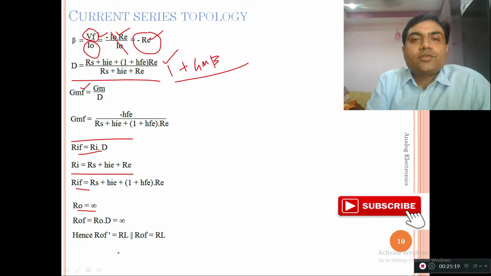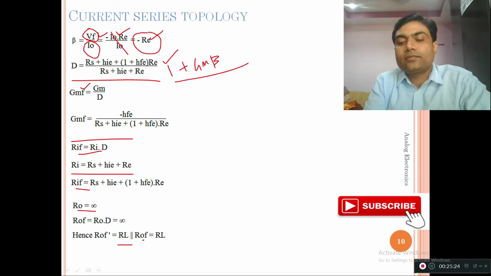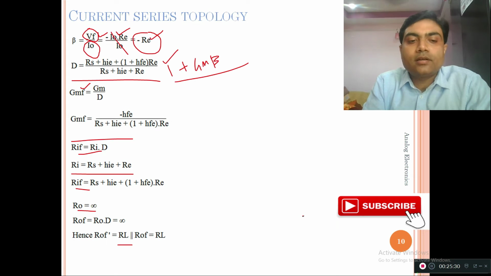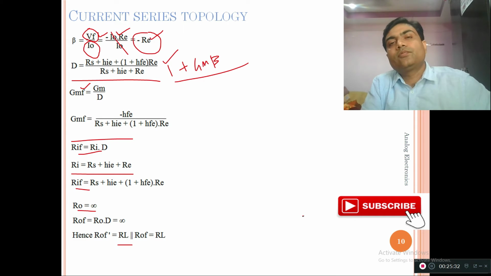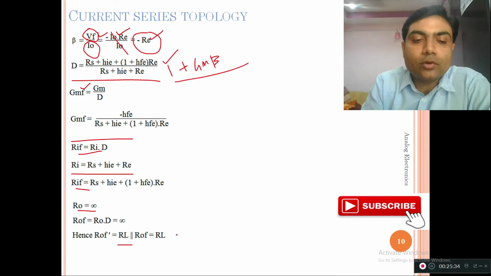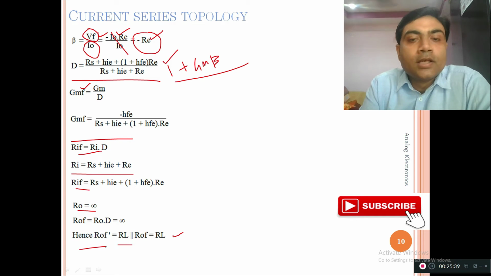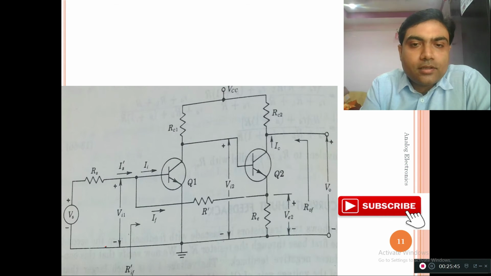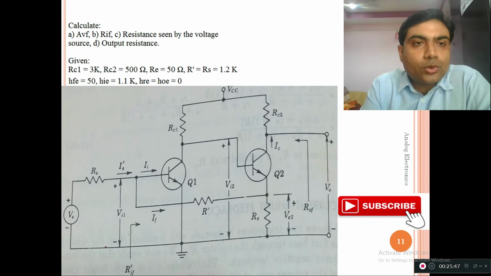So ROF dash we can calculate. ROF dash is nothing but RL in parallel with RF. This is RL, this is RL, and this is RF. If we make RL and ROF parallel, we will get the value of RL, and that is nothing but the ROF dash. So this is how we have discussed the current series topology. Let us discuss this particular circuit and what is given in the question.